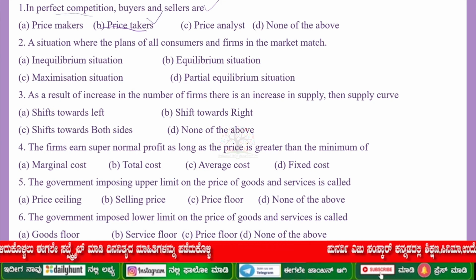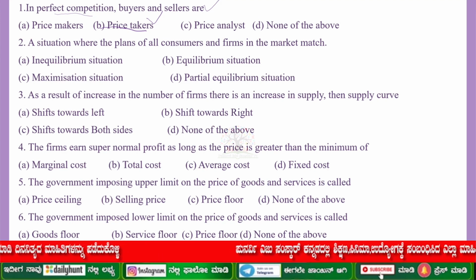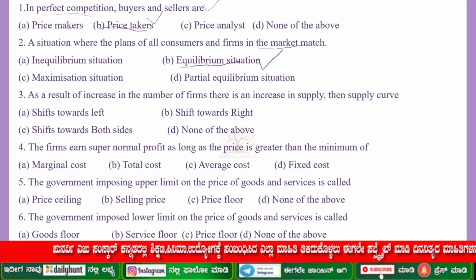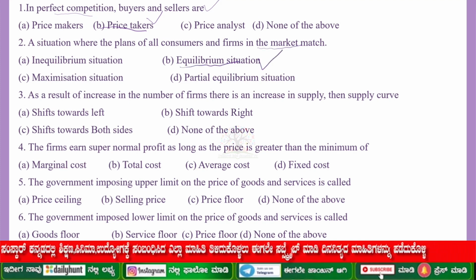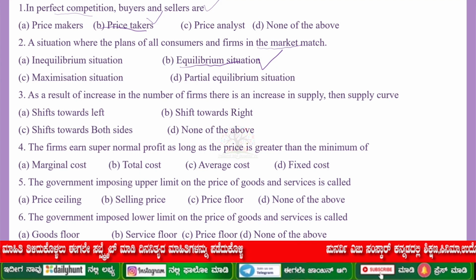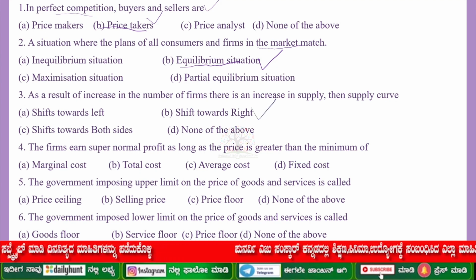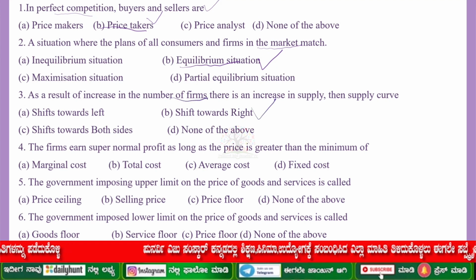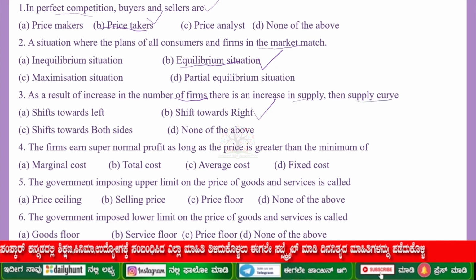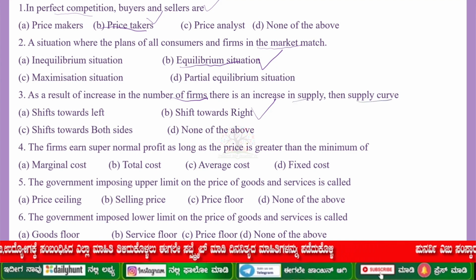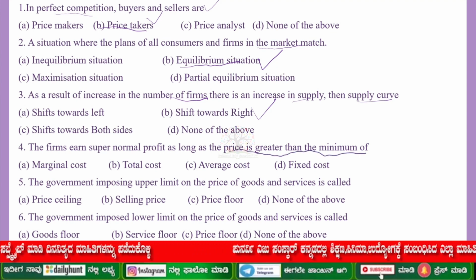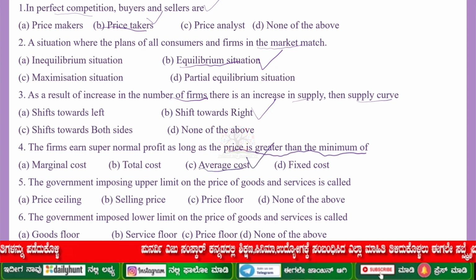A situation where the plans of all consumers and firms in the market match is the equilibrium situation. As a result of an increase in the number of firms, there is an increase in supply. Then the supply curve shifts towards the right side. When supply increases, definitely the supply curve shifts to the right. Firms earn supernormal profit as long as price is greater than the minimum of average cost.